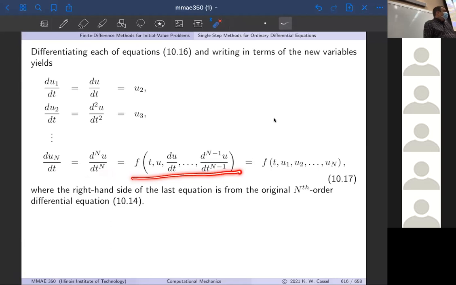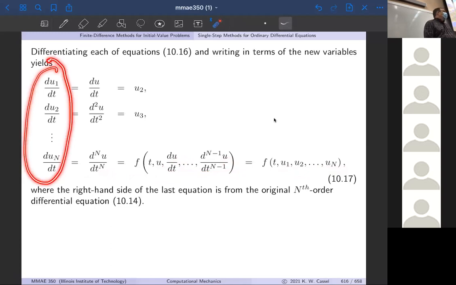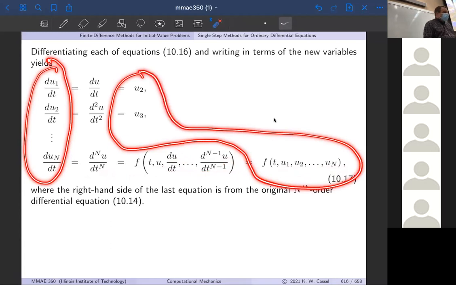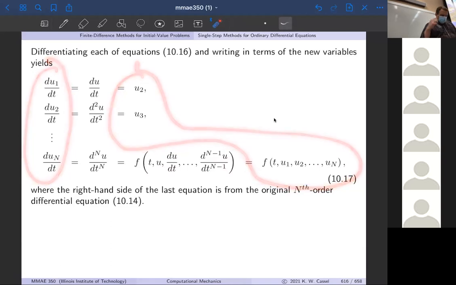That's your f. But remember, I need to write everything in terms of my new variables. I don't want any more u's. So u is u1. du1 dt is u2. The second derivative is u3. The third derivative is u4. Up to the n minus first derivative, which is un. So now on the left-hand side, I only have u1s through uns, and on the right-hand side, I only have u1s through uns, no more u's. So again, what have we done?